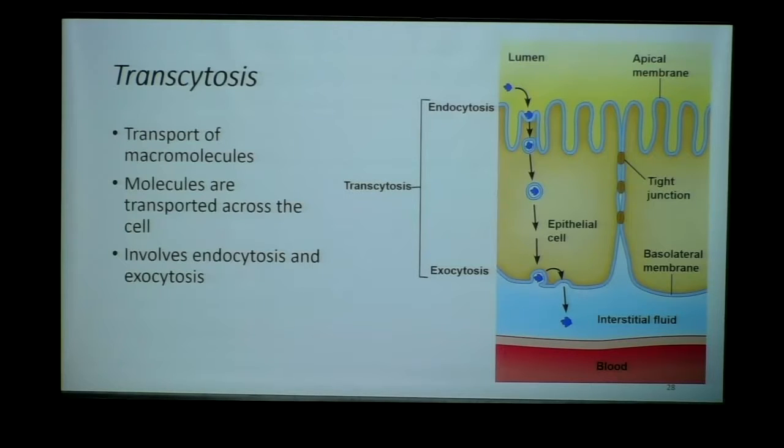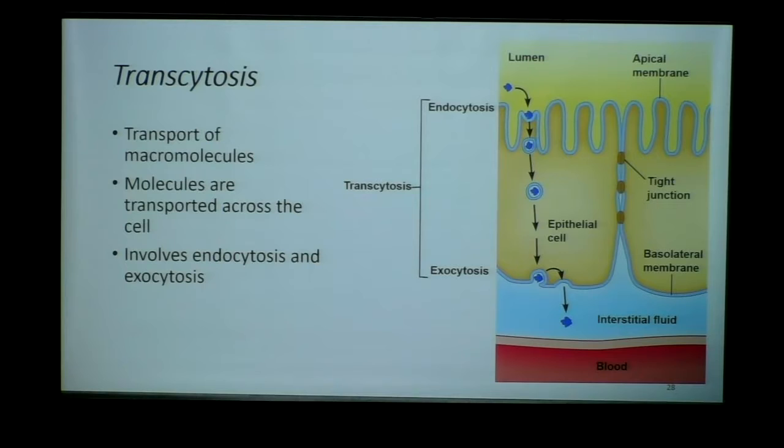So there are two processes involved in transcytosis. One is called endocytosis. And this is the process of engulfing a particle or a molecule into the cell. And the exact mechanism is basically pinching off a part of that cell membrane. So this is the molecule in question. It'll pinch off a piece of that lipid bilayer, and it will enclose itself into this vesicle.